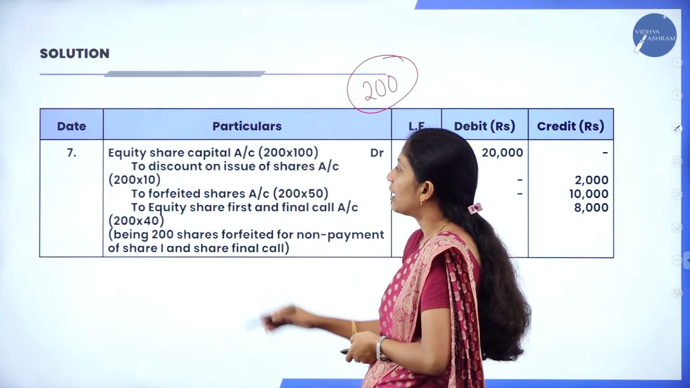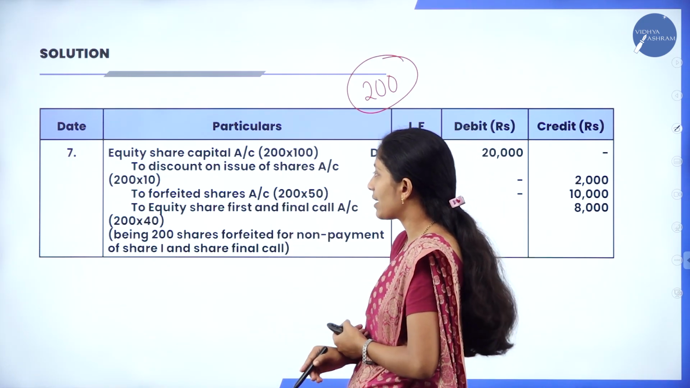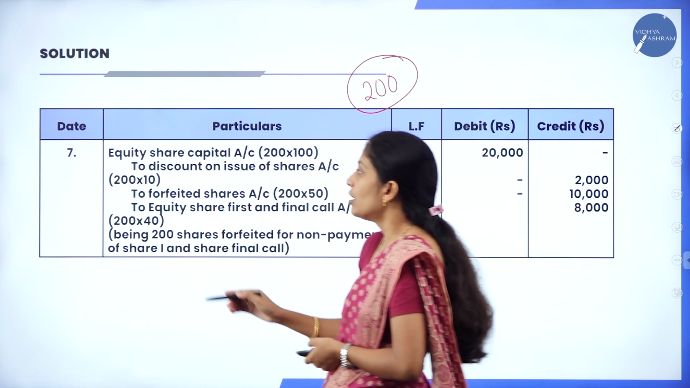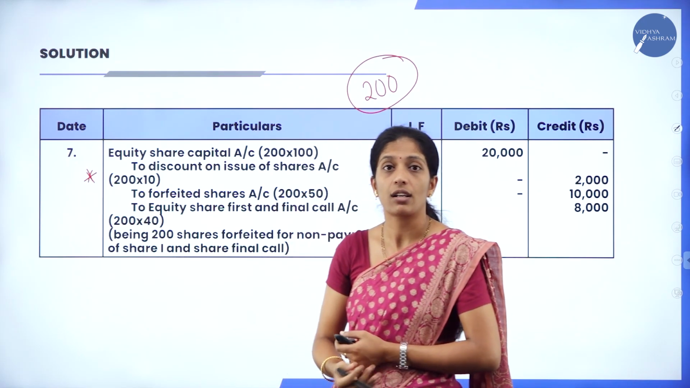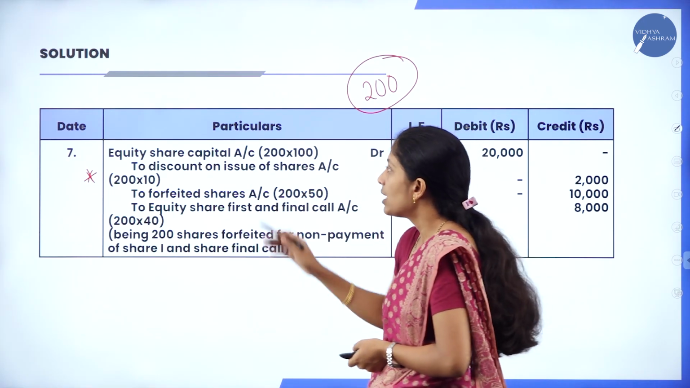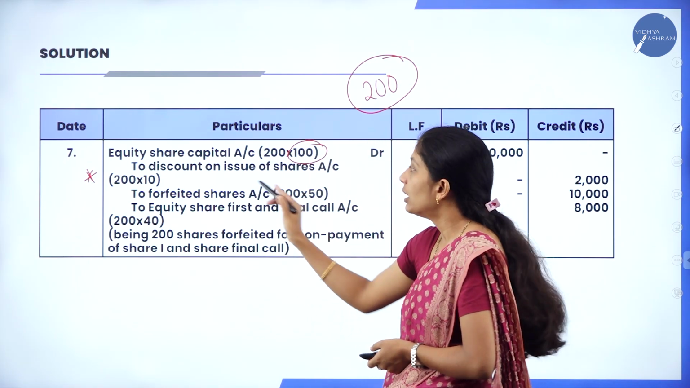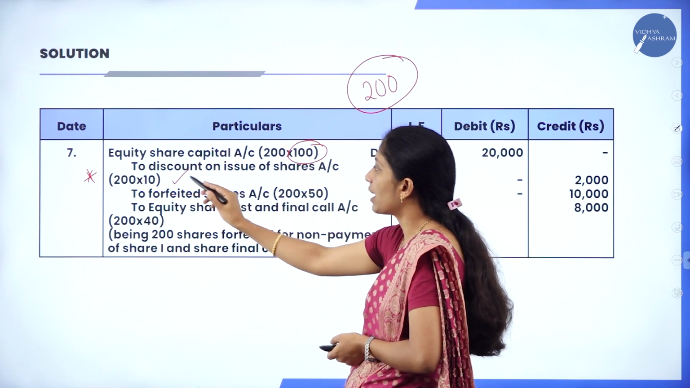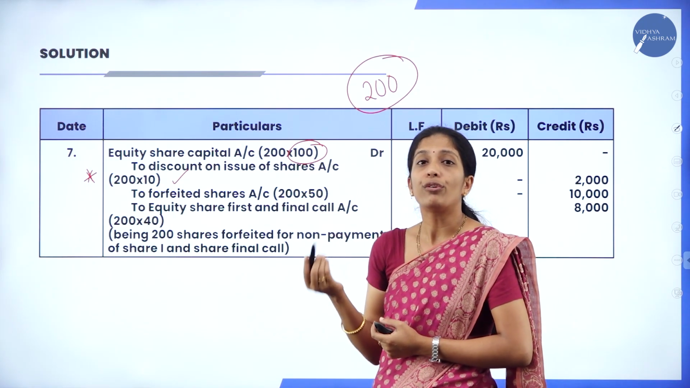Equity share capital account debit, to discount on issue of shares account, to forfeited shares account, to share first and final call account. So go through this entry when it has been issued at a discount. So you have to make changes in the forfeiture entry also. So equity share capital, 200 into 100 is the actual value. But there was a discount, correct? So that discount will be transferred here to discount on issue of shares account, 200 into 10.